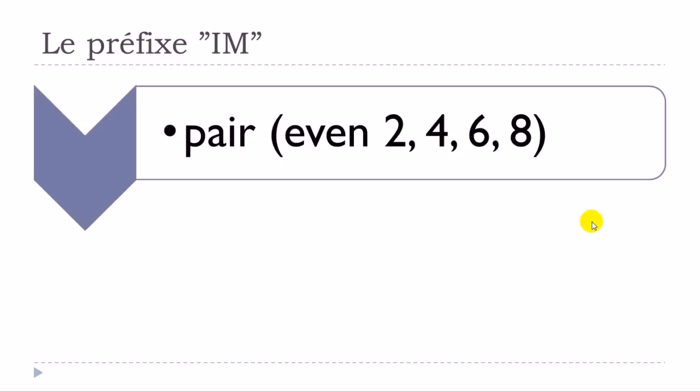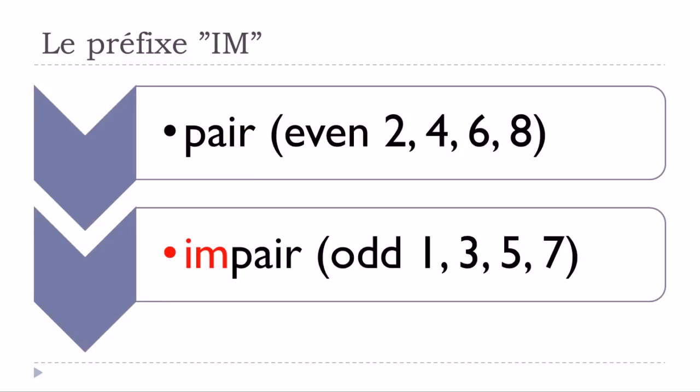The first one is pair. The meaning is "even," and I just put some numbers to make it clear that we're talking about numbers: 2, 4, 6, 8. So, pair. And if you want to express the "without," you will use impair. You put IM, and then after that, the rest: impair.